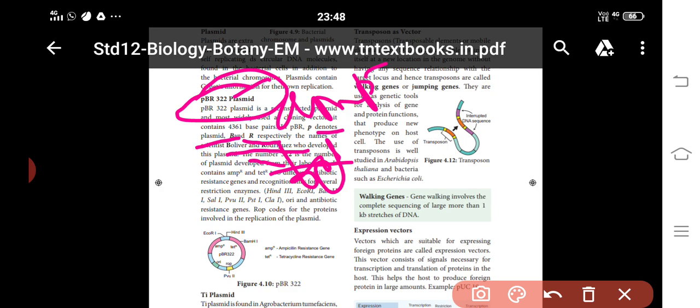So ROP codes for the proteins involved in the replication of plasmids. So this is the E. coli plasmid: HindIII, BamHI, Amp R, Tet R, pBR301, ori, ROP. ROP means replication of the plasmid. Amp R is the ampicillin resistance gene, Tet R is the tetracycline resistance gene. Do you understand? So p is for plasmid, and BR means Bolivar and Rodriguez.